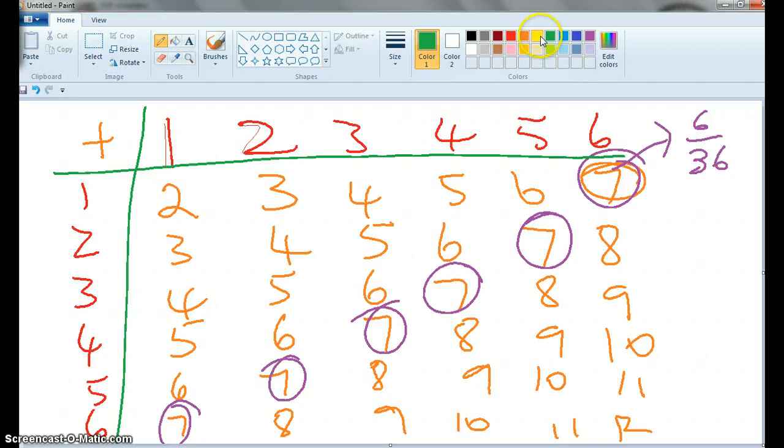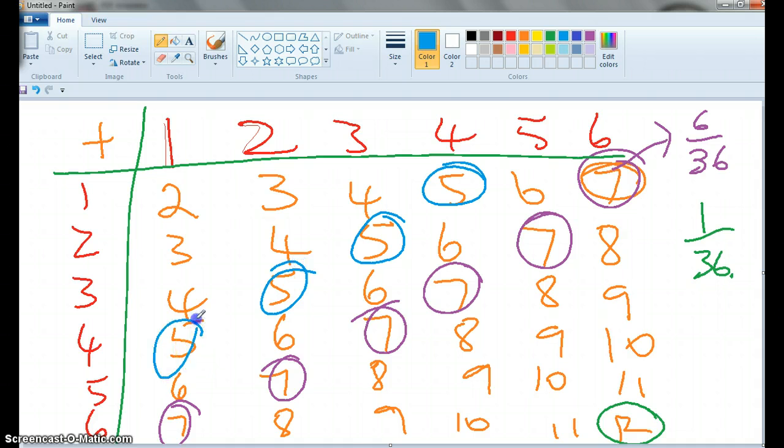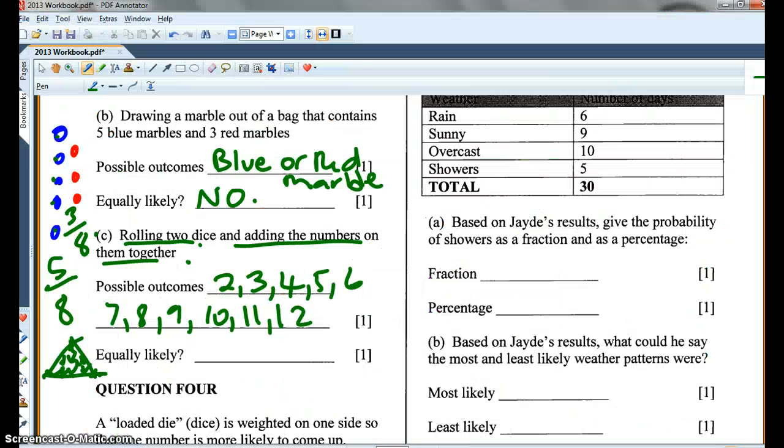Okay, so now we're going to look at what's the probability of getting a 12. 1 out of 36. And what's the probability of getting a 5? 4 out of 36. Okay, so are they equally likely? No. Okay, so back to our test. Equally likely? No. Alrighty.